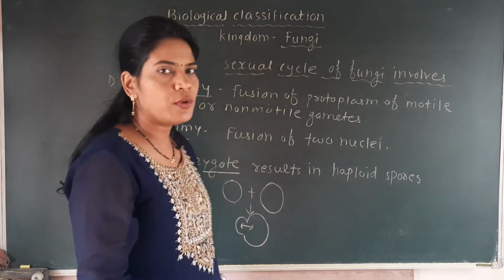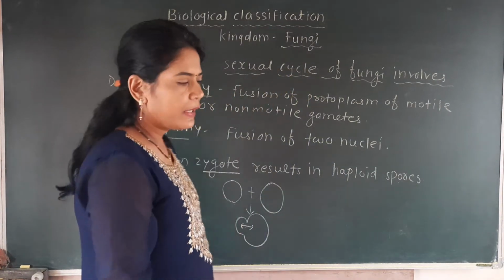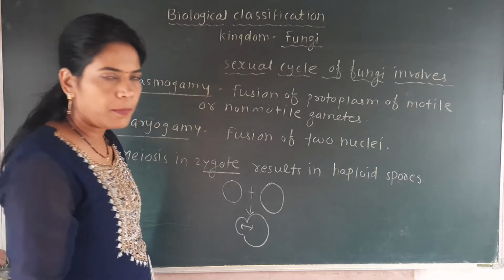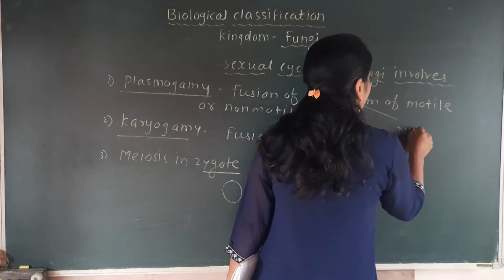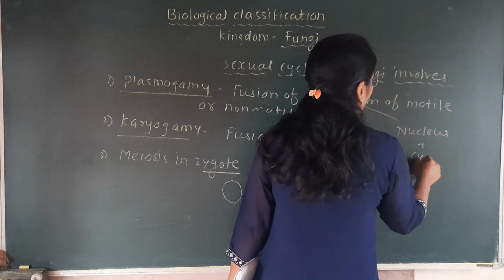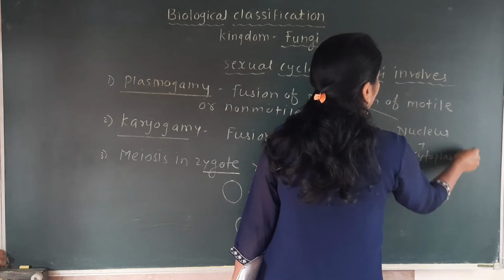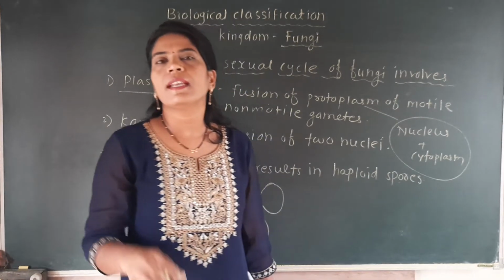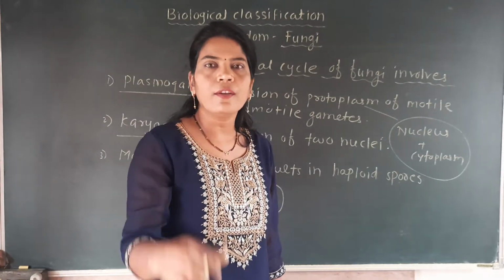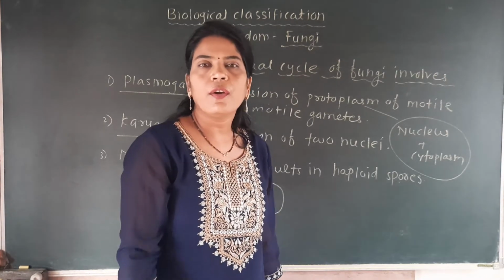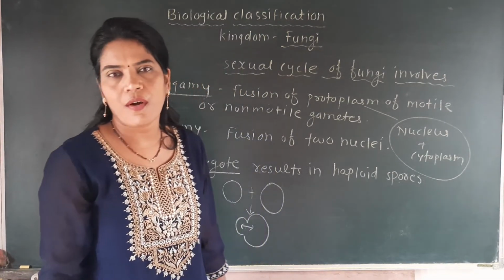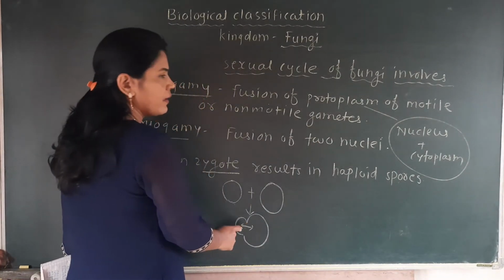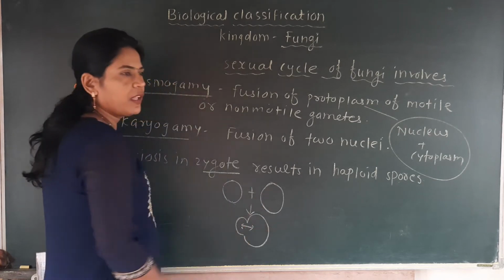Then the fusion of the protoplasm of these two gametes takes place. What is meant by protoplasm? Protoplasm is nothing but the nucleus and the cytoplasm. That means in a cell you will find the nucleus and the cytoplasm. So the content of the nucleus and the content of the cytoplasm get mixed with each other, and that is called the protoplasm.